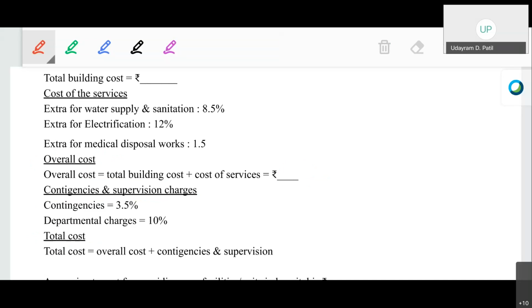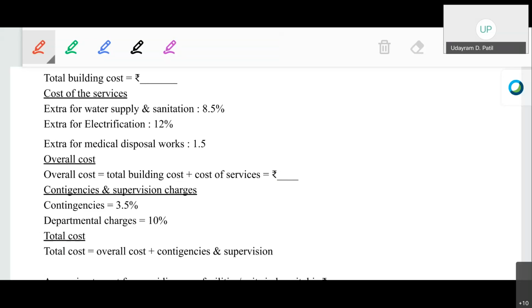So the total of the overall cost is 115 lakhs 43,578.38 rupees. OK, that will be your overall cost. Now on that particular overall cost, 115 lakhs, we take 3.5% of the 115 lakhs and 10% of the 115 lakhs.